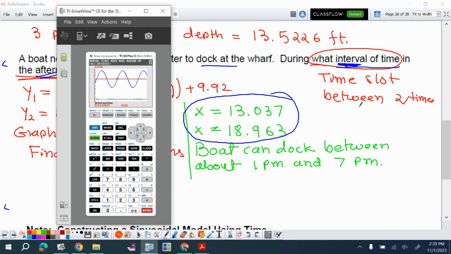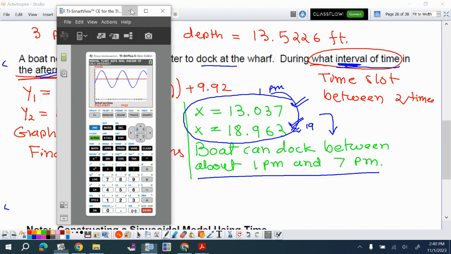Interval means time slot between two times. And you must declare your answer. 13.03 means roughly 1 p.m. and 18.9, so we can round to somewhere near 19. 19 is 7 p.m. So the boat can dock between 1 p.m. and 7 p.m. Now we do not need an estimated answer. You must write the three decimal point correct calculator answer, then interpret that answer into a sentence.